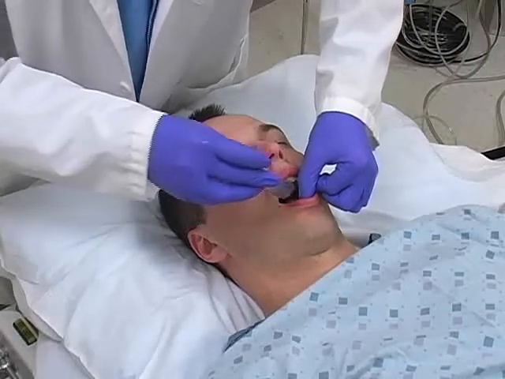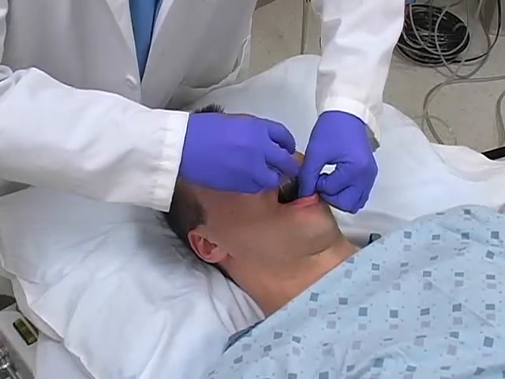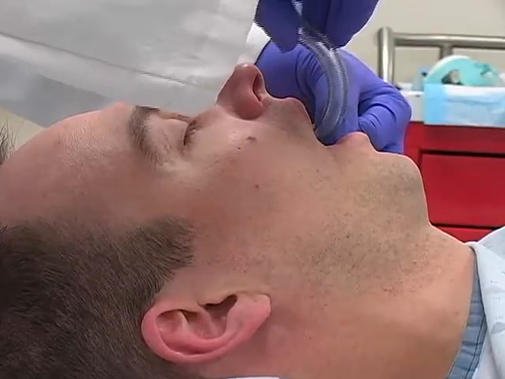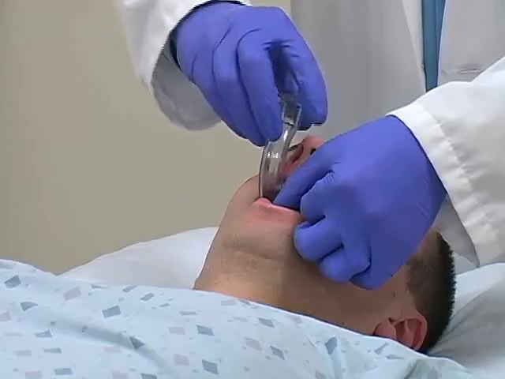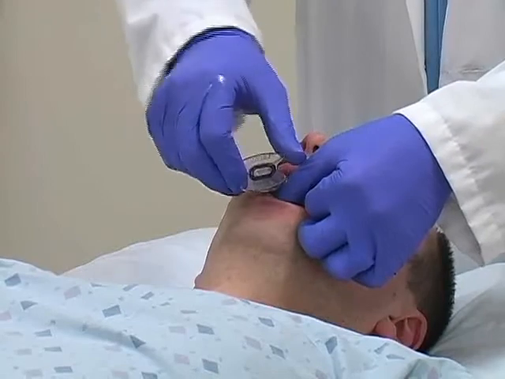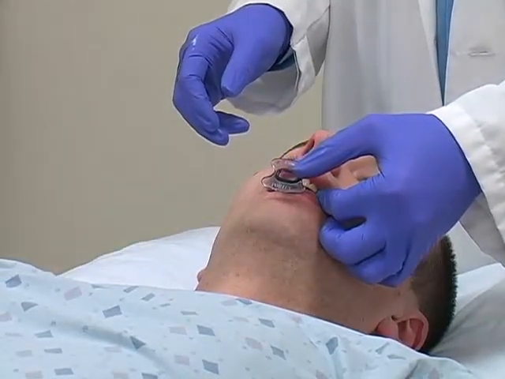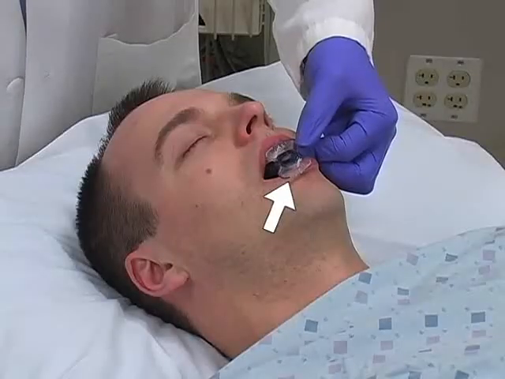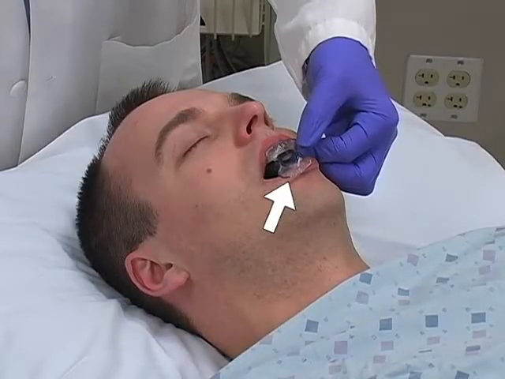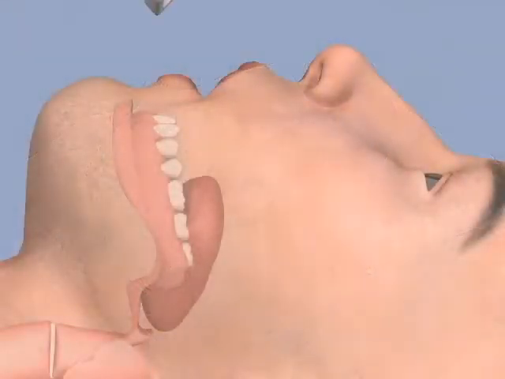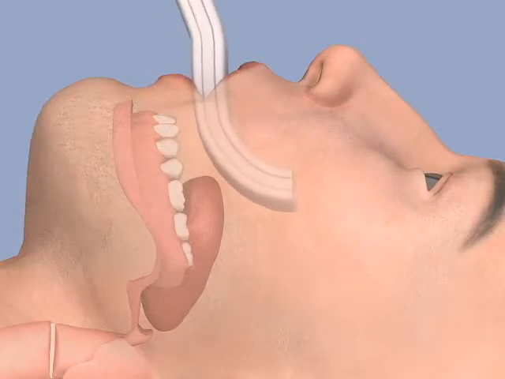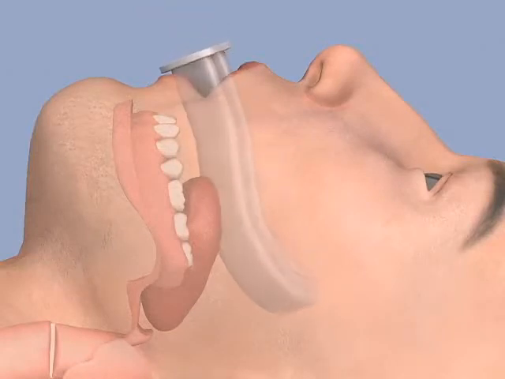Next, place the oropharyngeal airway into the mouth with the curved portion inverted, pointing in a cephalad direction. Rotate the airway 180 degrees as you advance it into the posterior oropharynx. The flange of the device should rest at the patient's lips. This technique prevents the airway from pushing the tongue backwards during insertion.